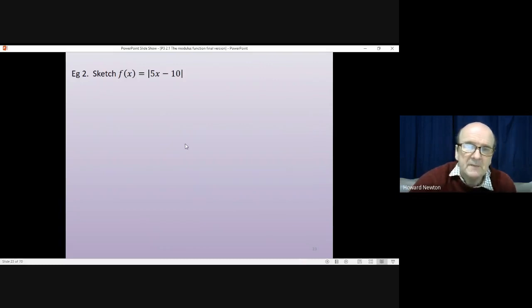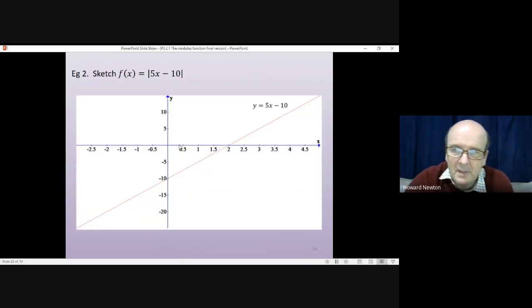Okay, if you had to sketch f of x equals the modulus of 5x minus 10, then first of all, you'd draw y equals 5x minus 10 without the modulus. Here I'm doing it with axes. I'm assuming that you're plotting points. So for instance, if x was 1, y would be minus 5. If x was 2, y would equal 0. And because it's a straight line, once you've plotted 2 points, as long as you haven't made a mistake, you can draw the straight line.